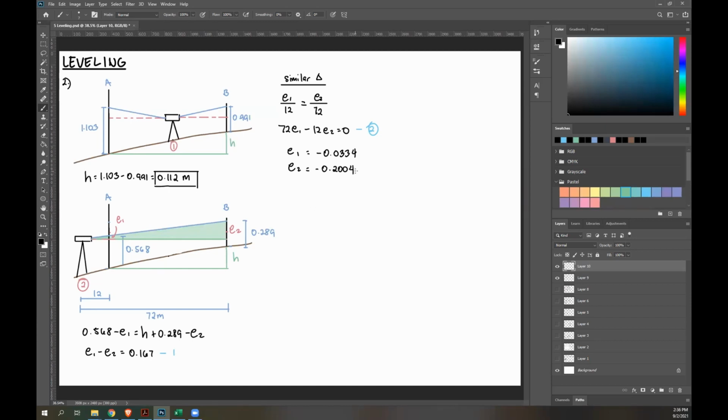So these are the answers for E1 and E2. As you've noticed, they're negative. So when you get a negative answer, that just means your assumption is incorrect. So in actual, your rod is not actually upwards, it's downwards. Okay, so if this is the horizontal line, your line of sight is like this. And so therefore that just means your instrument was rotated downward.